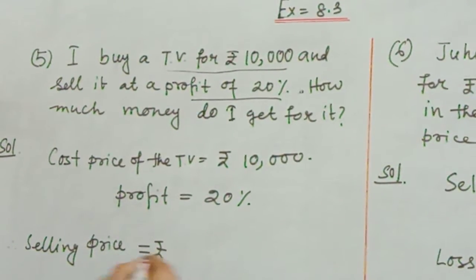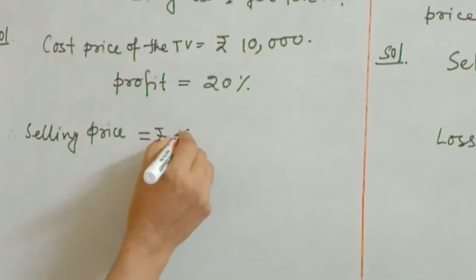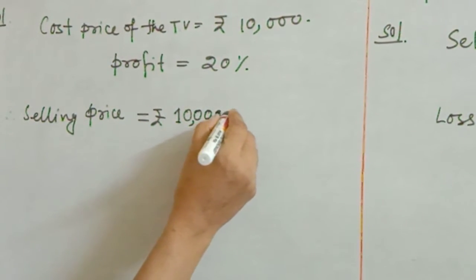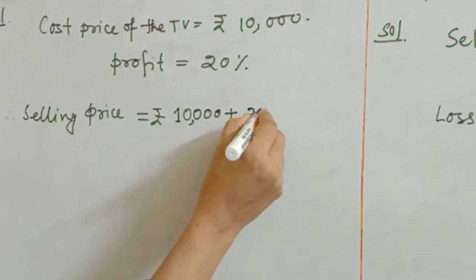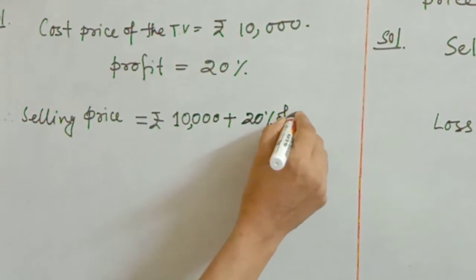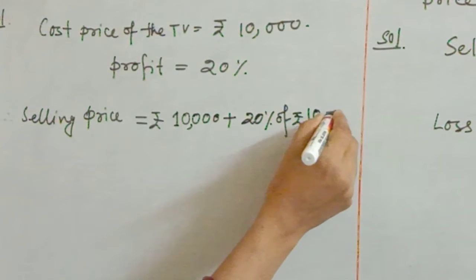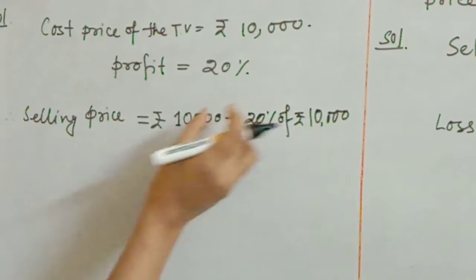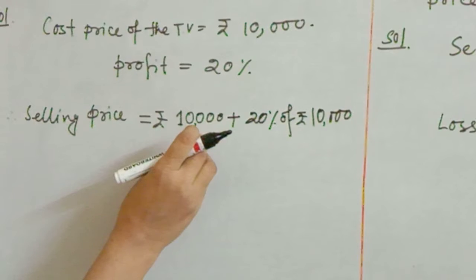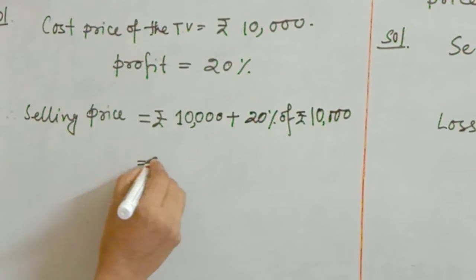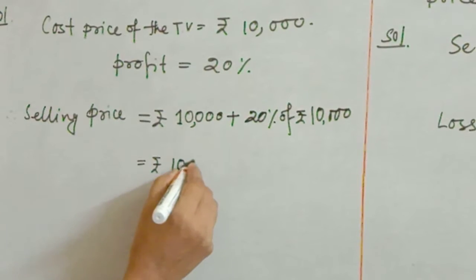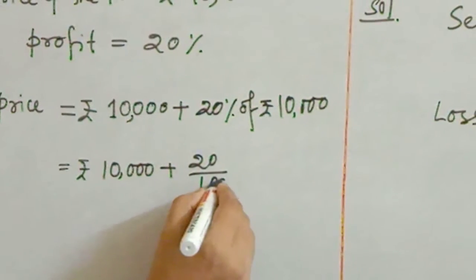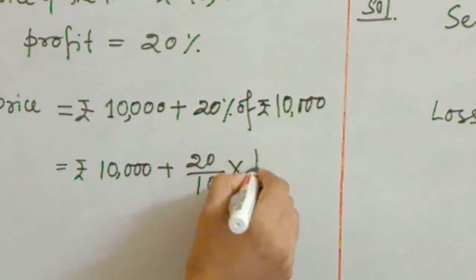So you can write in this way: selling price is equal to rupees 10,000 plus extra money, 20% of rupees 10,000. As it is profit, this amount will be added to the cost price. Okay, now rupees 10,000 plus 20%, you know percent means by 100, into rupees 10,000.